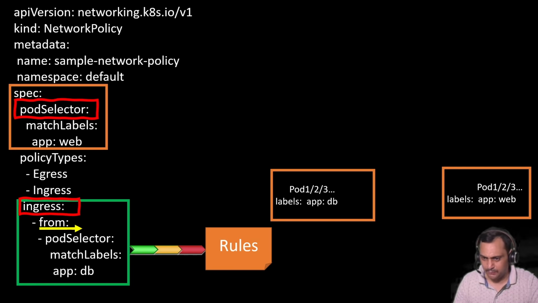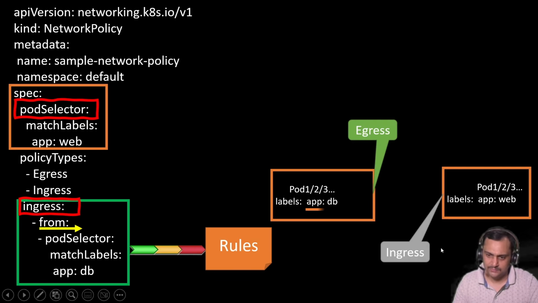Let's understand with the help of this 3D animation. We have pod 1, 2, 3 which has the label app equal to db, and the other pods 1, 2, 3 have the label set to app equal to web. Now in this section, what we have defined, app equal to web, means that we are creating this network policy for these pods, right? And here we have defined ingress. Now these pods will accept the traffic which has label app equal to db, like here. So it can send the traffic here to the web app.